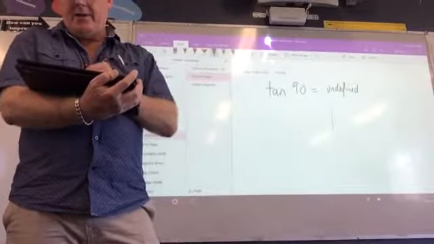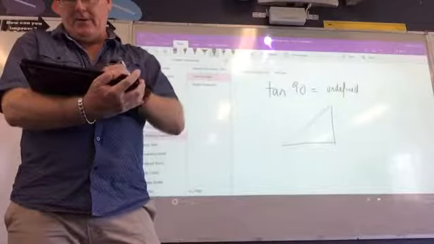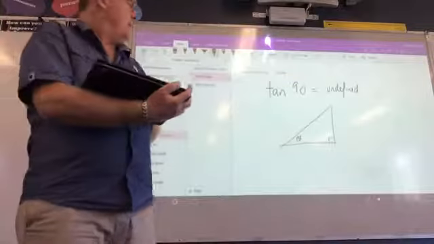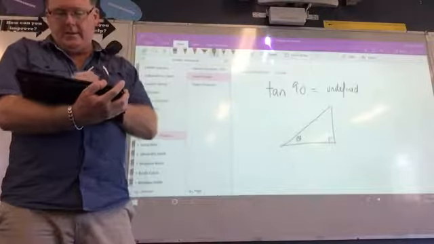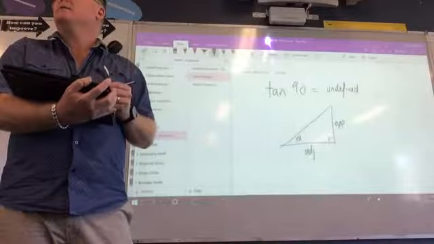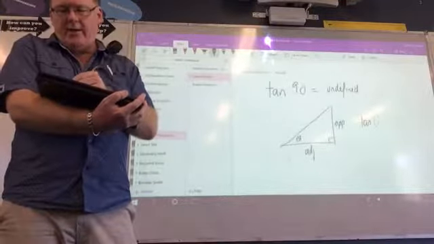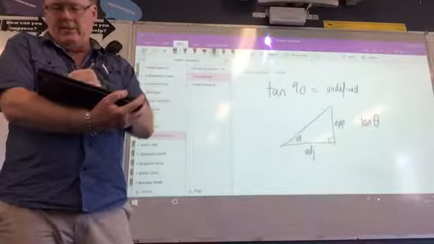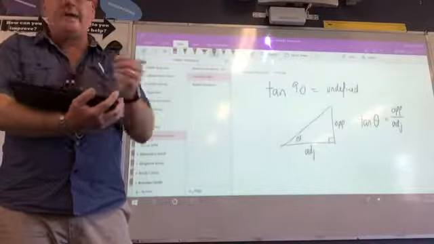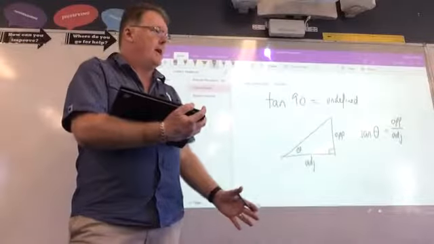The tan ratio, do you agree, is opposite over adjacent. So here's my little right triangle. There's my angle theta. So this is my opposite side and this is my adjacent side. And we know that the tan of theta, the angle, is the ratio, the length of the opposite side divided by the length of the adjacent side. Is that okay with everyone?